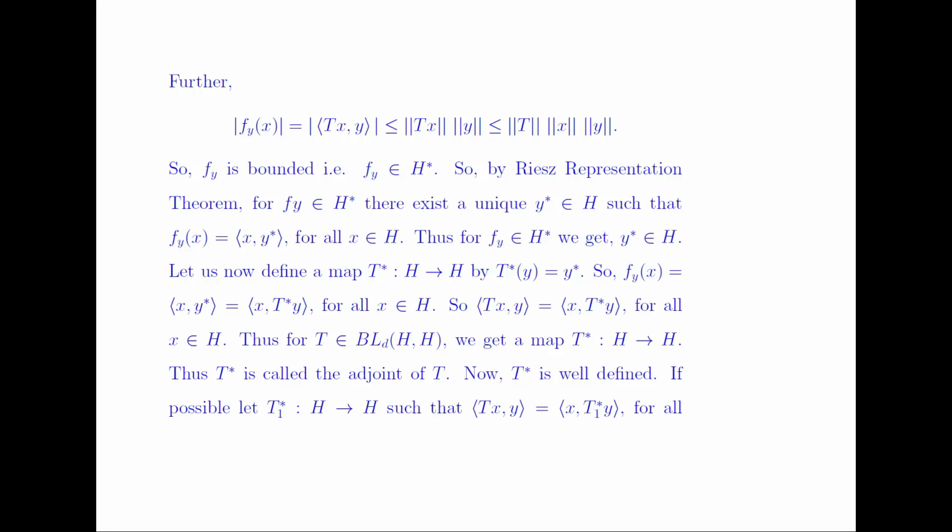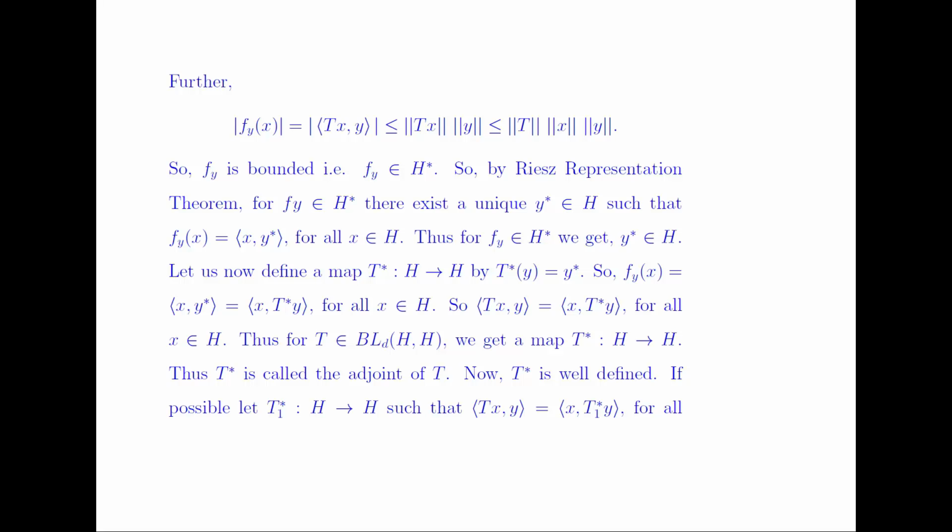and belongs to the space of functionals, say H star. So by the Riesz representation theorem, we have this f belongs to H star, there exists a unique y star belonging to H such that f of x is equal to the inner product of x, y star for all x belonging to H. Thus for f belonging to H star with a fixed y, we get y star belonging to H. So now we define a map T star from H to H by T star of y is equal to y star.